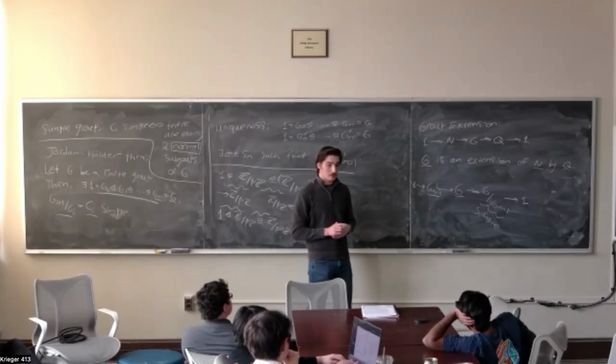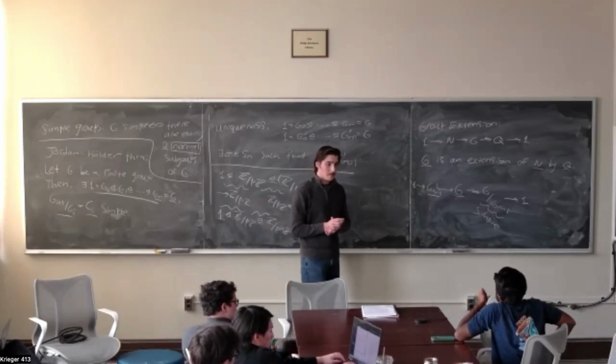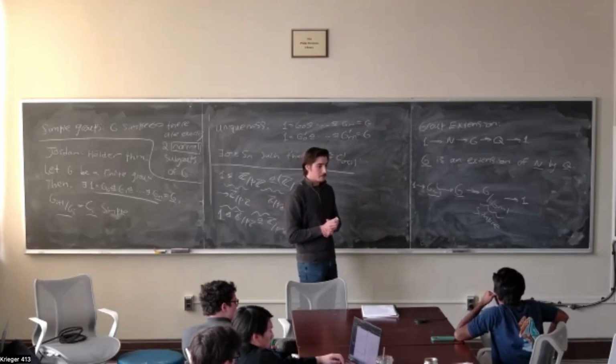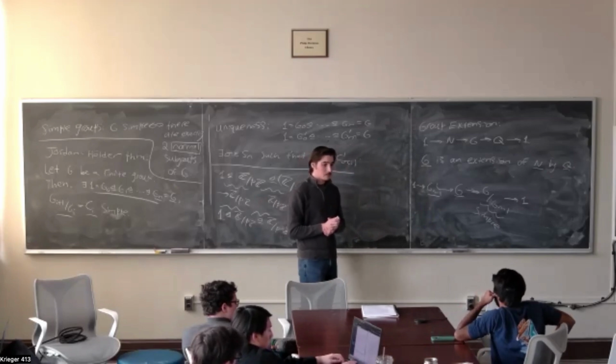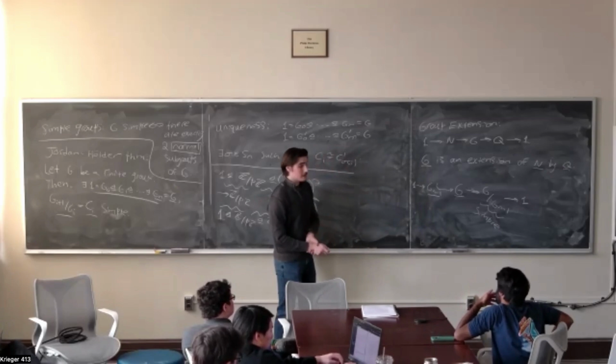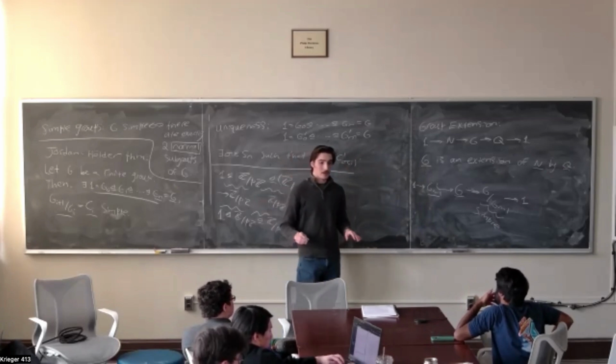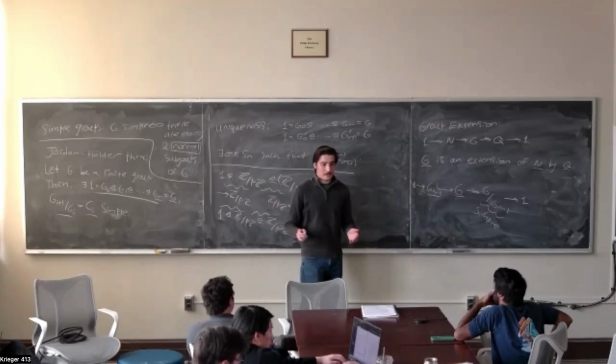Question: if I say G is an extension of N by Q, and I give you some simple Q, and N is some random finite group, it's not solved to classify all G's that you could get? Yeah, this is what's called the group extension problem. It's an extremely hard problem, and we basically have no idea how to do it.